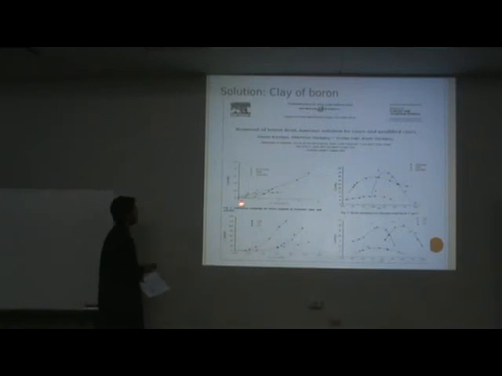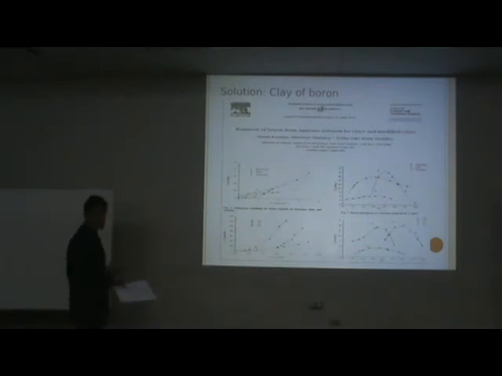So in this graphic we can see isotherms. And what is an isotherm? An isotherm is a graphic representation of how much boron, in this case, is absorbed in these elements, bentonite, illite, and sepiolite.